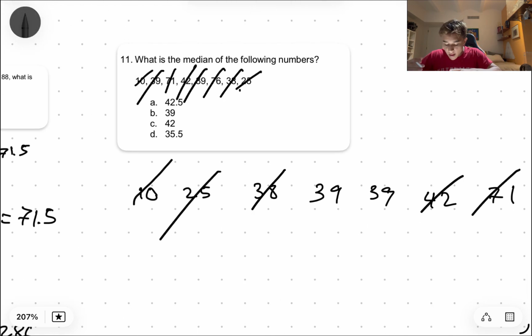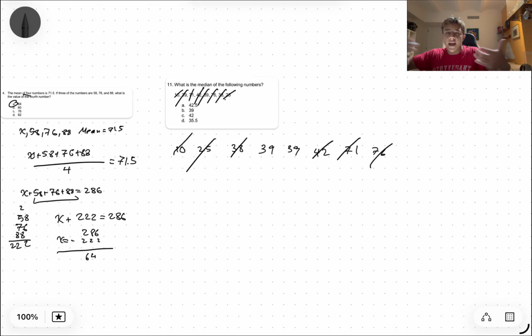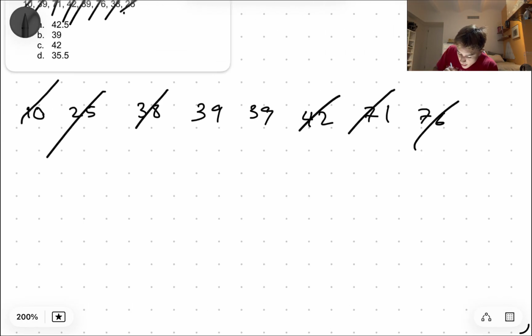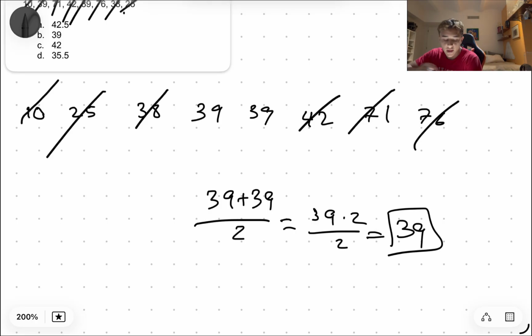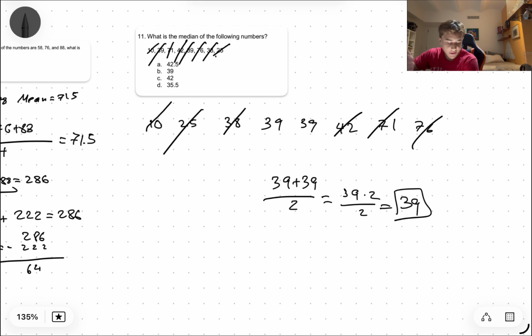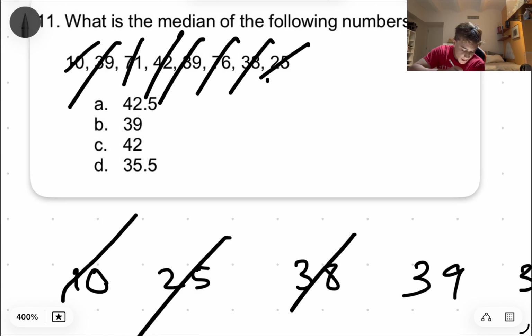That happens too. But now we're going to have to take the mean of 39 and 39. This is actually pretty easy to do. The mean of 39 and 39 is just 39, because 39 plus 39 is just 39 times 2, and 39 times 2 divided by 2 is 39 again. So our answer is going to be 39, which is answer choice B.